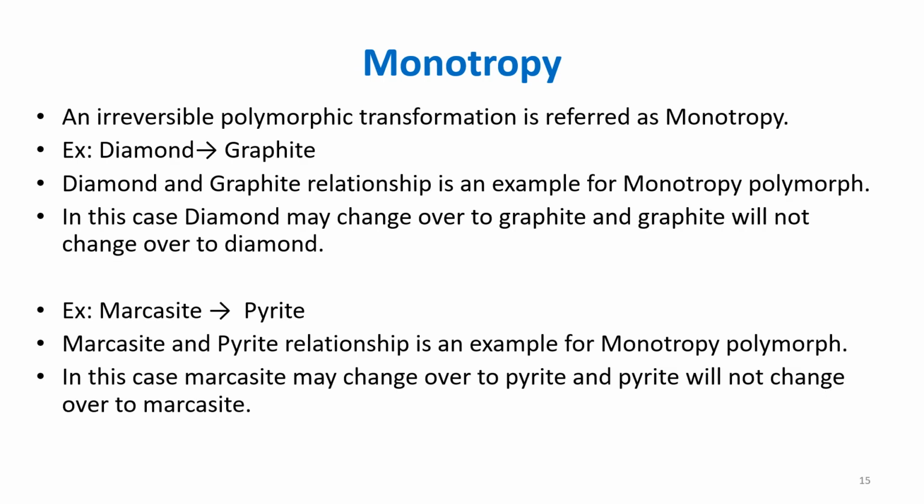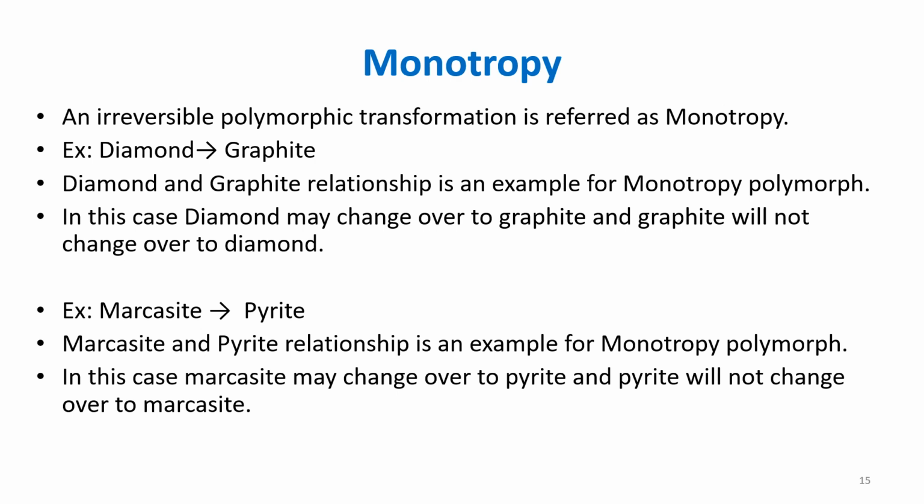And monotropy. Mono, as the name itself indicates, means a single transition, only one way. It is not reversible, it is irreversible. An irreversible polymorphic transformation is referred to as monotropy. An excellent example is diamond to graphite. So diamond and graphite is an example of monotropic polymorphs. In this case, diamond may change to graphite, but graphite will not convert to diamond.